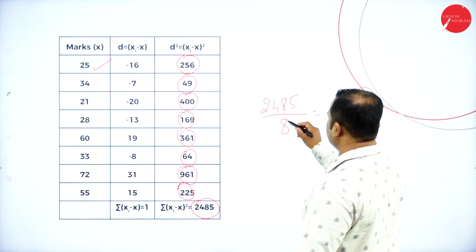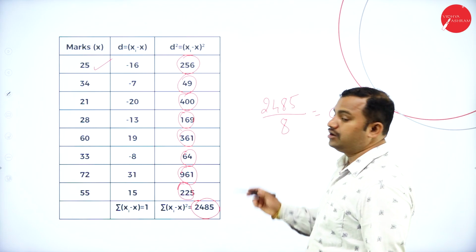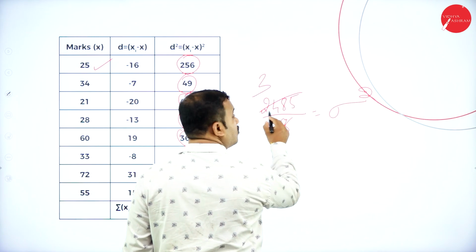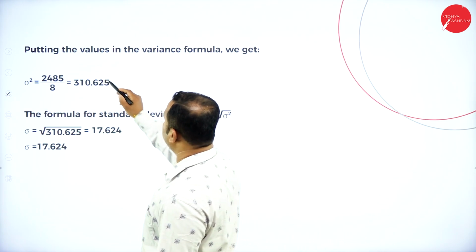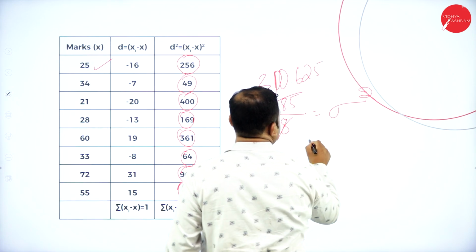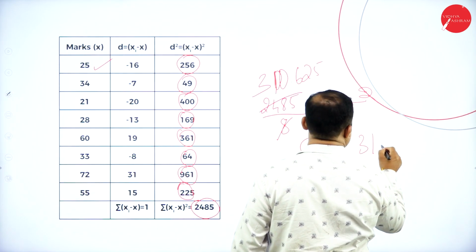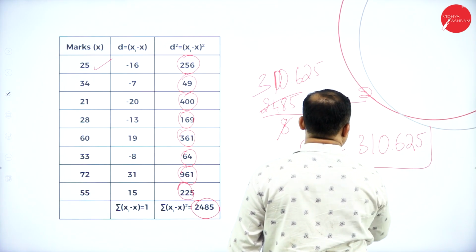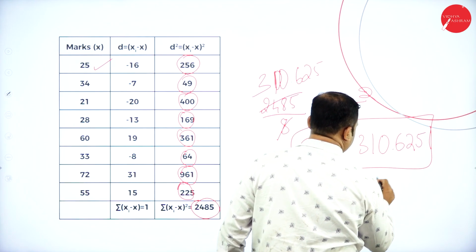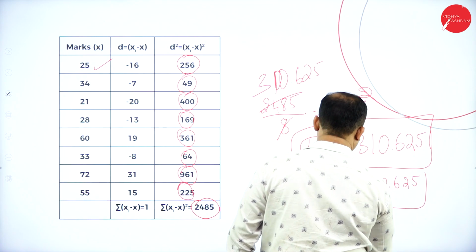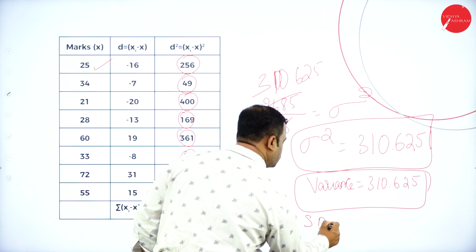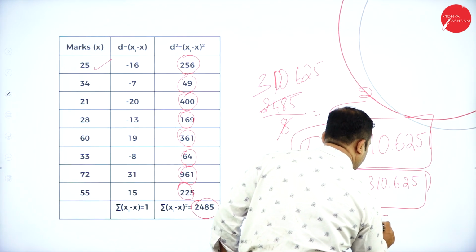We have to take the square root of this for the standard deviation. 2485 divided by 8, that is 310.625. That is sigma square, the variance, equal to 310.625. This is called the variance. If I take the square root of this, that is the square root of variance, I'll get the standard deviation. That is, SD is equal to the square root of variance.